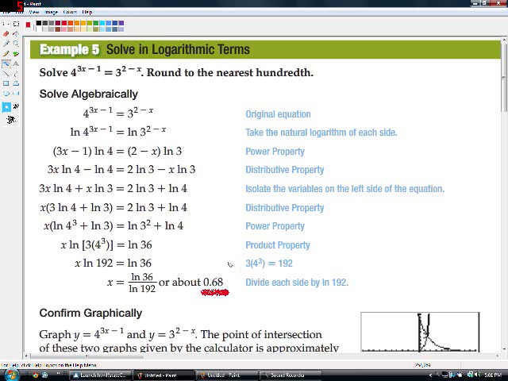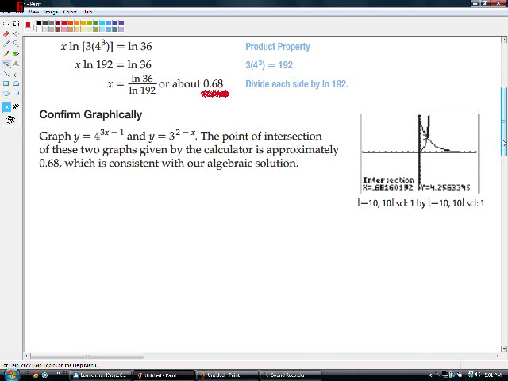That's what x equals. Pull out your calculator and you plug in y equals 4 to the 3x minus 1, and y equals 3 to the 2 minus x.